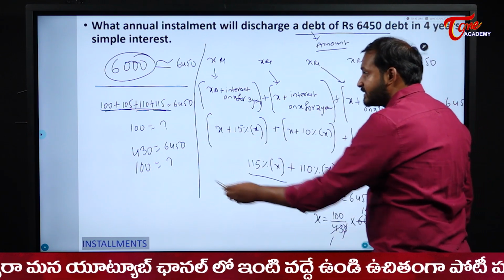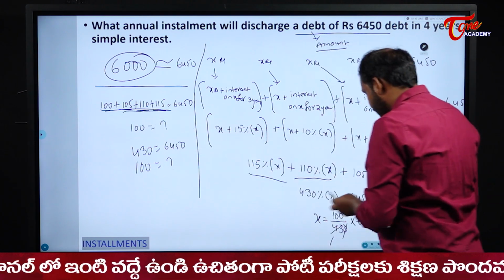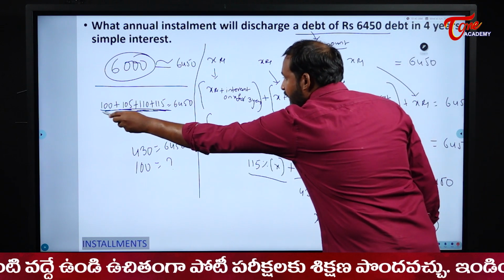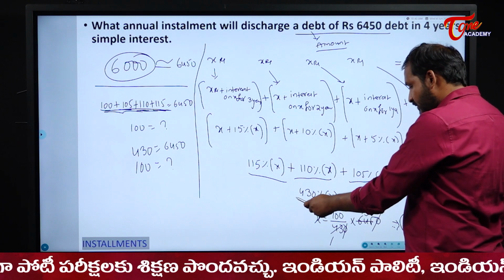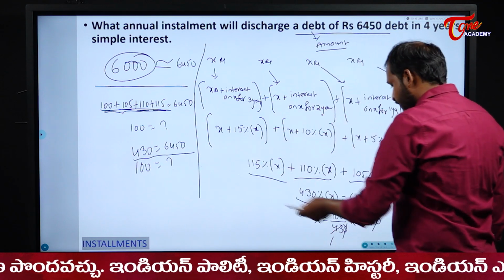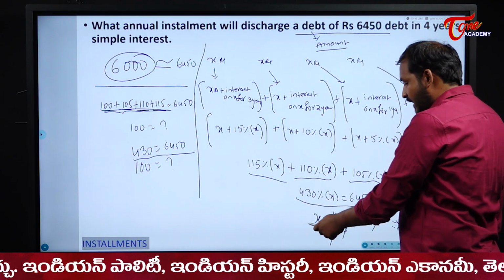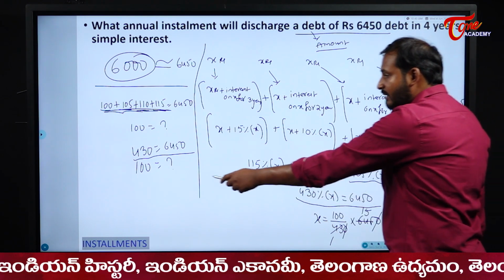115 percentage of x, 110, what is it? 110 percentage of x, 105, what is it? 105 percentage of x, 100, only x means what? 100 percentage of x. What is the overall sum we got? 430 percentage of x. The same 430, 6450, x or 100 percentage is what? We calculated for 100 percentage only, right? So 100 percentage is what?